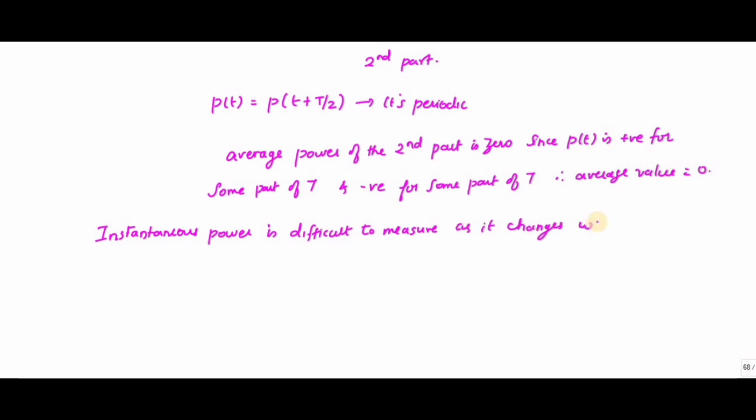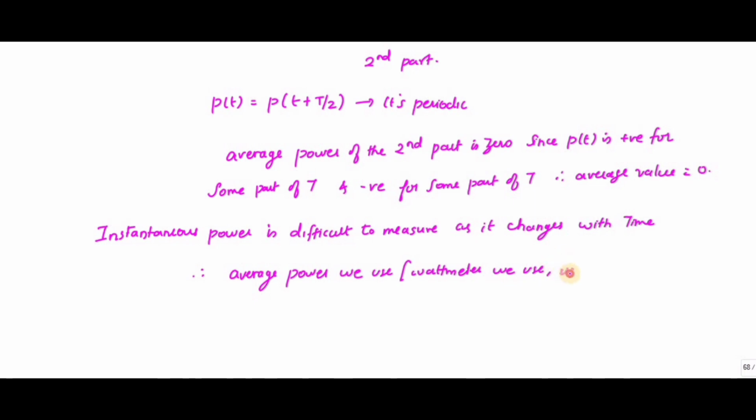Okay, so I can write P of t, that is otherwise P. Instantaneous power is difficult to measure, right? Because it is changing with time. Here, the average power.